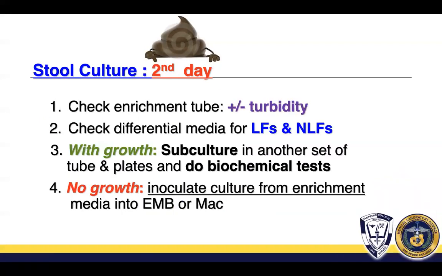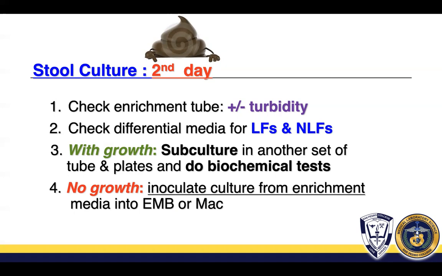And then day 2, you remember day 1, you inoculated and then incubated your specimen. Day 2, take all your culture media from the incubator and check them out. So check your enrichment tube. It could be selenite F or alkaline peptone water. What are you going to check it for? Check for turbidity. If there's turbidity, that means there's positive growth. If it's still clear, negative.